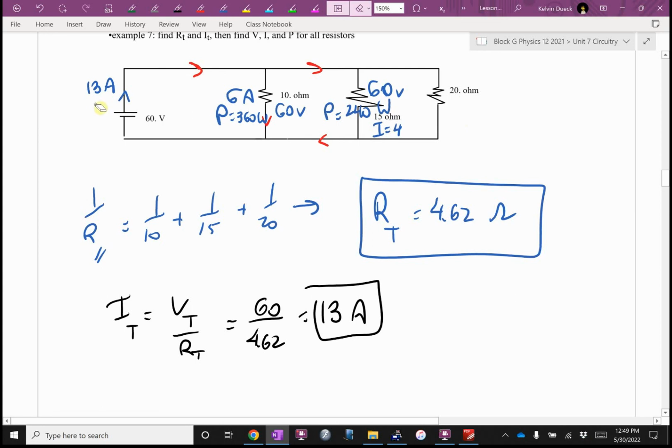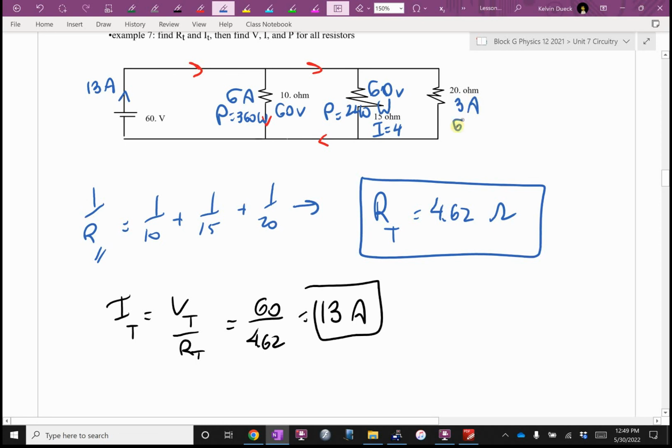How many amps are leaving the battery? Leaving 7? How many went down this path? I know there better be 3 amps there. Go I times R, which is 3 times 20, also 60 volts.